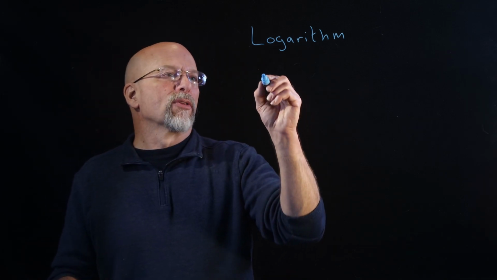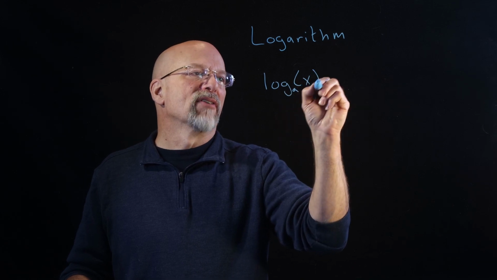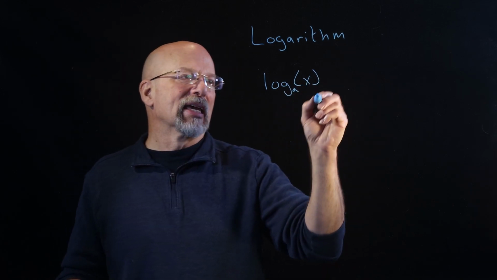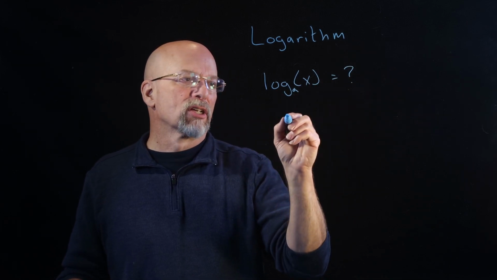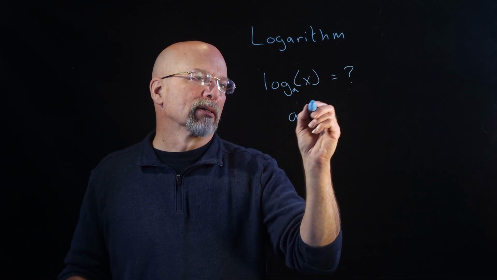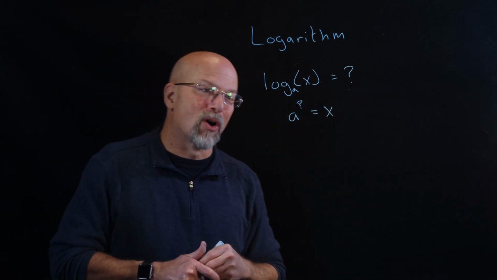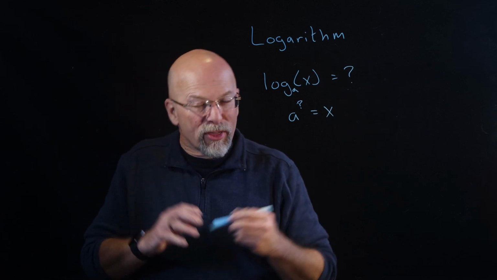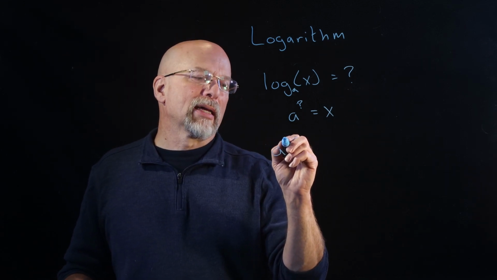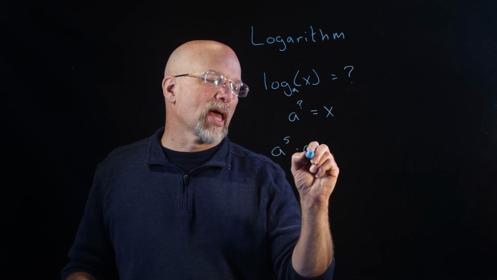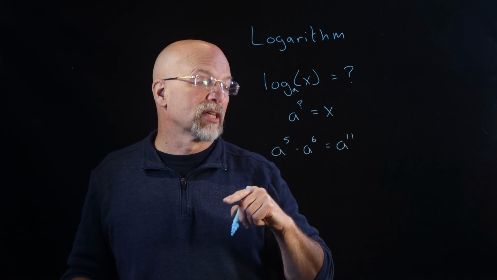Now, the way the logarithm works, if you've got something like log base a of x, what that's saying is that a to the what equals x. So a to the question mark equals x. And what you're solving for is the question mark. Well, if you're familiar with exponential operations at all, you'll know that something, for example, a to the 5 times a to the 6 is equal to a to the 11, a 5 plus 6, right?